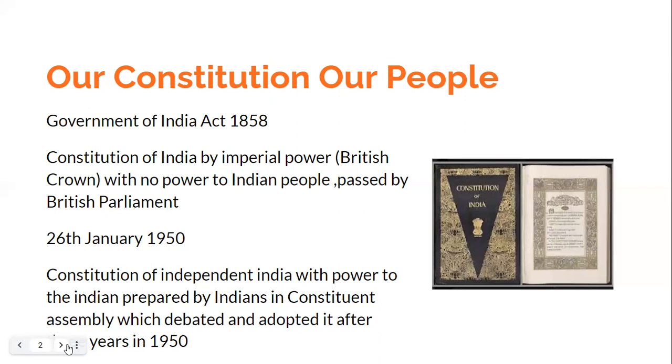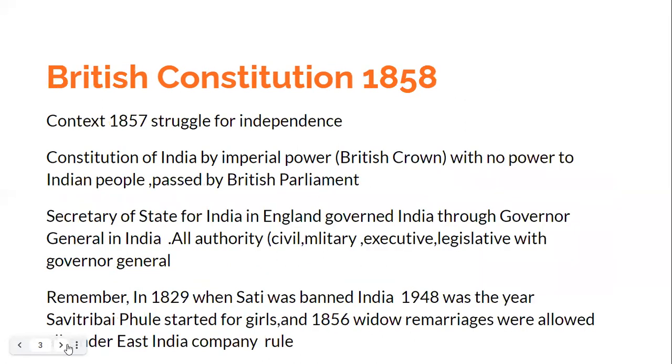So how did this happen, and what was the Government of India Act 1858? This Government of India Act 1858, which was the Indian Constitution, but given by the Britishers, had the primary feature of centralization. As I said, this act has the context of the freedom struggle of 1857, and it was an act by the imperial power, the British Crown, with no power to the Indian people.